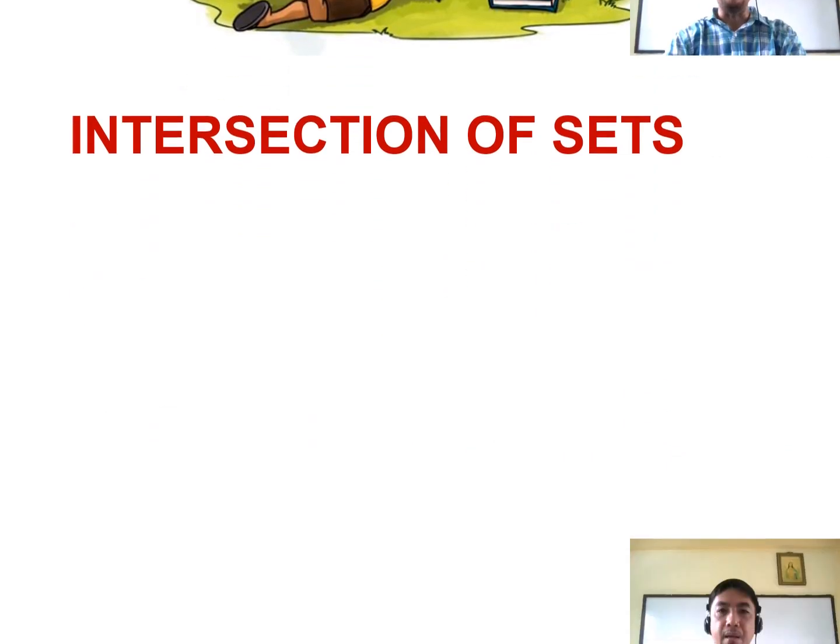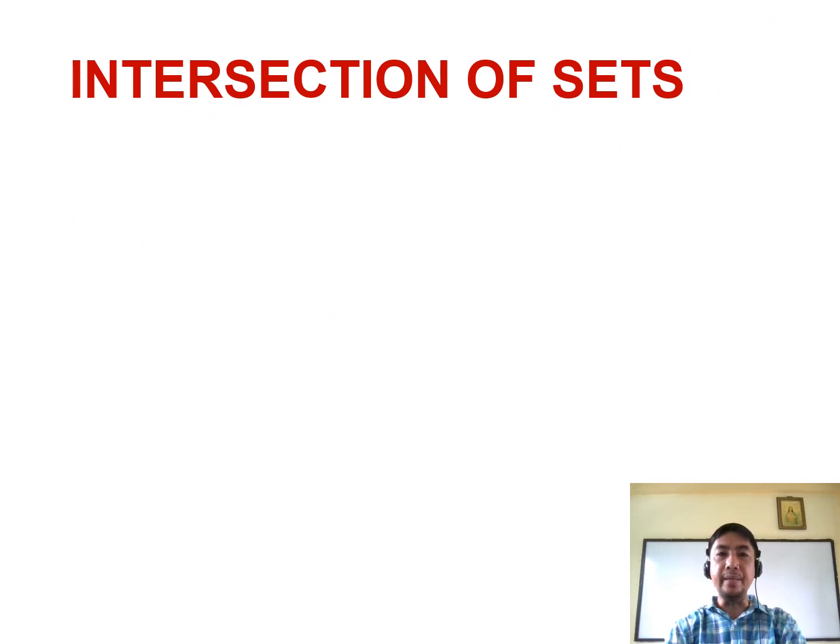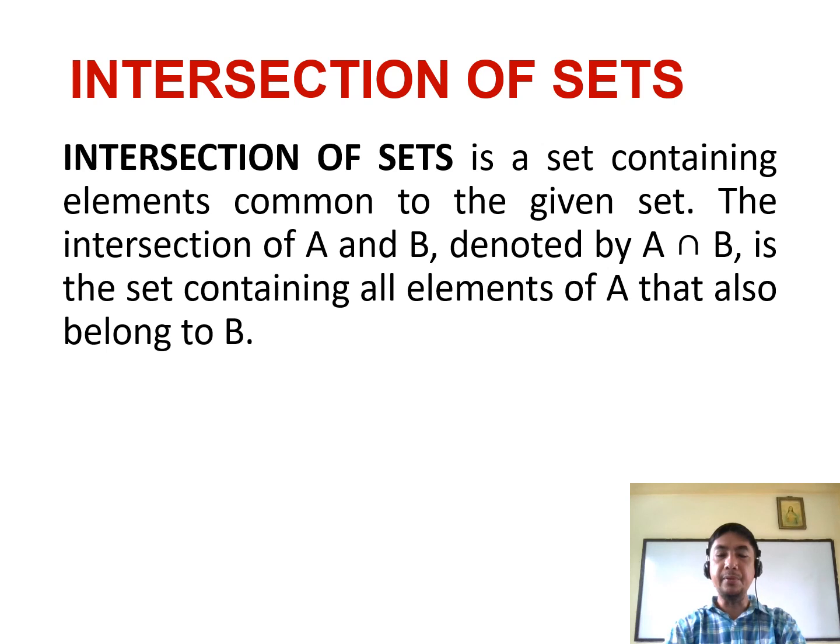So, what is the meaning of intersection of sets? Intersection of sets is a set containing elements common to the given sets. The intersection of A and B, denoted by A ∩ B, so that's the symbol for intersection, is the set containing all elements of A that also belong to B.